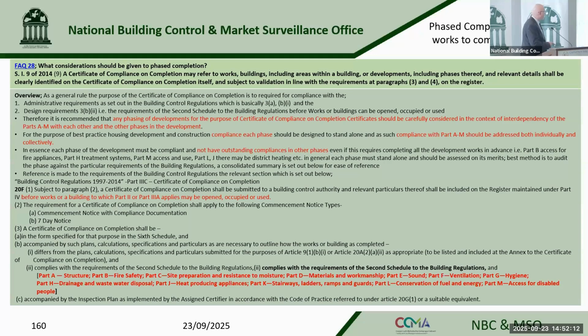Again, when we come back to the 20F B2, just to note, we have to comply with the requirements of the second schedule of the building regulations, that is parts A to M. The only caveat is that if you had a relaxation or a dispensation of one of those parts, or a subpart of one of those, you don't have to comply, obviously. But in general, it's parts A to M that you are going to be complying with.